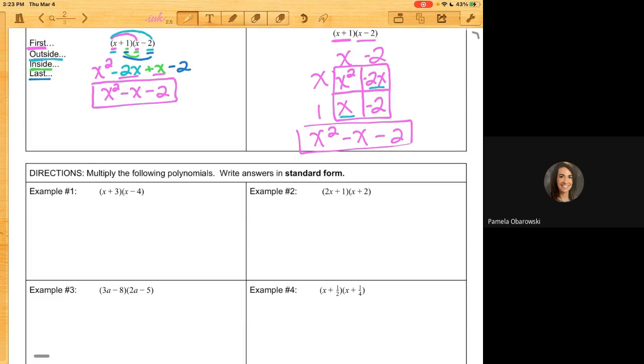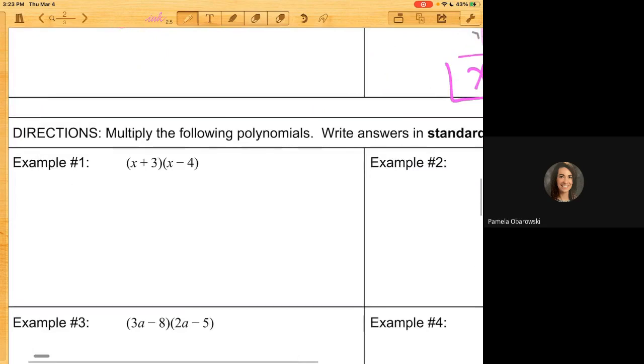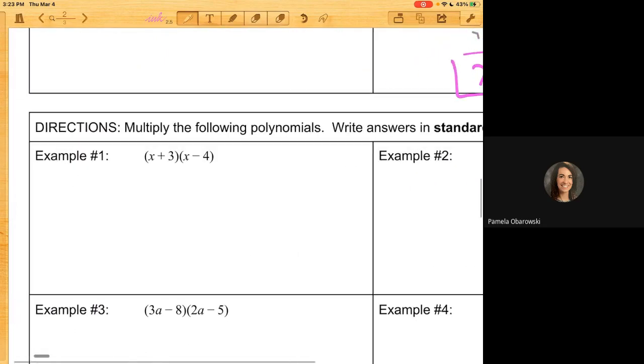So the first one I'm going to practice over here, I'm going to do FOIL on it. And oops, I'm going to do first terms, then outside terms, then inside terms, then last terms. With the FOIL method, you're basically multiplying everything by something else. So what I mean by that is I'm multiplying the x by the x and the x by the negative 4. Then I'm multiplying the 3 by the x and the 3 times the negative 4.